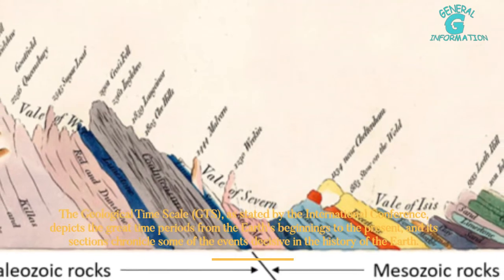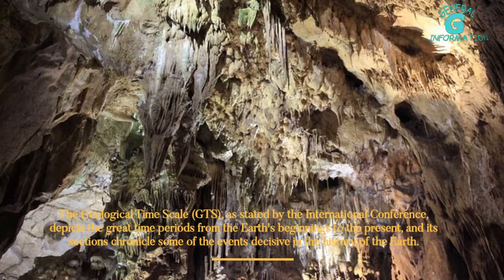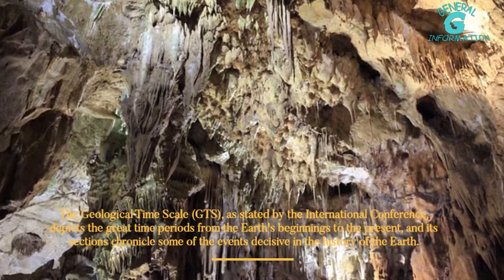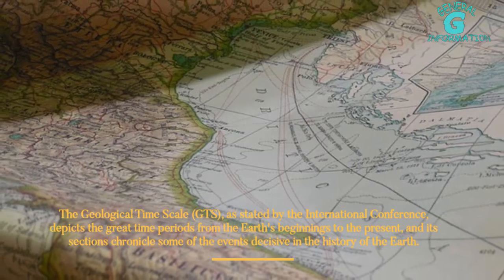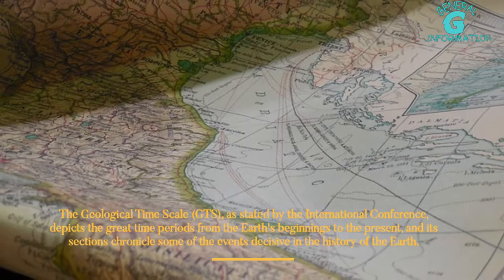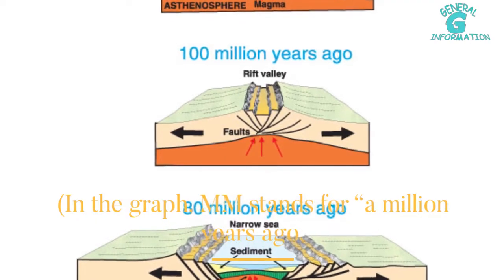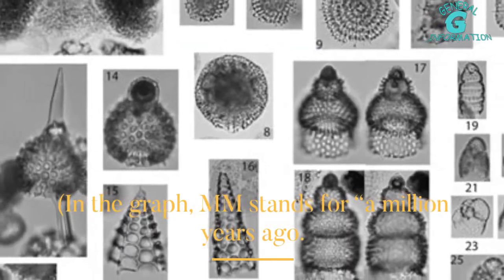The Geological Time Scale, GTS, as stated by the International Conference, depicts the great time periods from the Earth's beginnings to the present, and its sections chronicle some of the events decisive in the history of the Earth. In the graph, mm stands for 1,000,000 years ago.